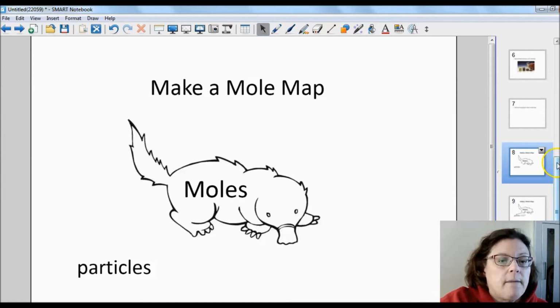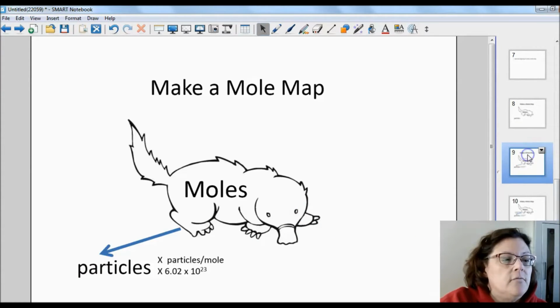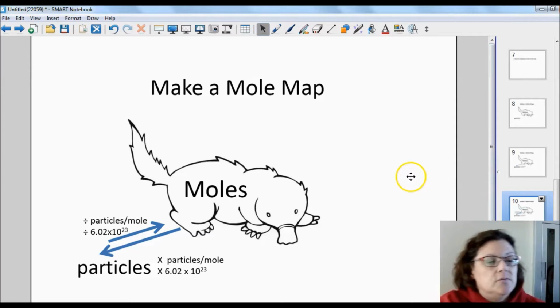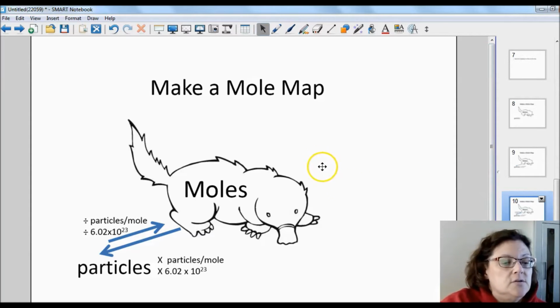Now, draw an arrow from the mole to the box that says particles, and write next to that times 6.02 times 10 to the 23rd. Okay? And then draw an arrow going back that says divide by 6.02 times 10 to the 23rd.